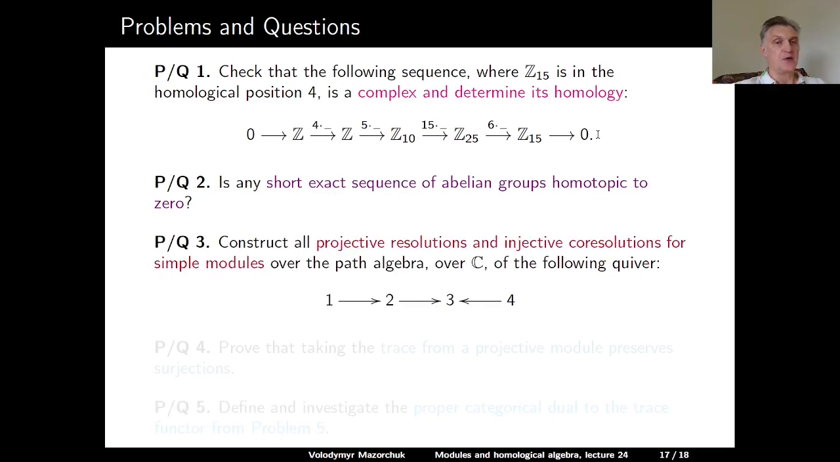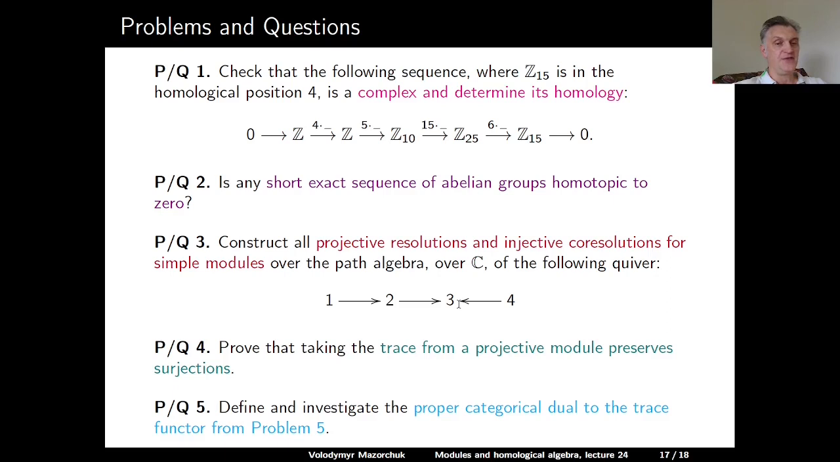Problem question 3. Construct all projective resolutions and injective co-resolutions for simple modules over the path algebra, over the complex numbers, of the following quiver. So we have the vertices 1, 2, 3, and 4, an arrow from 1 to 2, an arrow from 2 to 3, and an arrow from 4 to 3. Problem question 4. Prove that taking the trace from a projective module preserves surjections. And problem question 5. Define and investigate the proper categorical dual to the trace functor from problem 5.